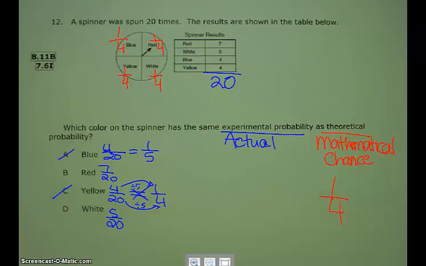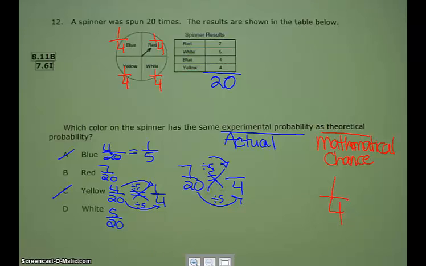I could use that same method there to see if 7/20 is also equivalent to 1/4. 20 divided by 5 gives me 4. 7 divided by 5 will not give me 1. It's actually going to be more than 1. So I know that this is not going to be my answer.